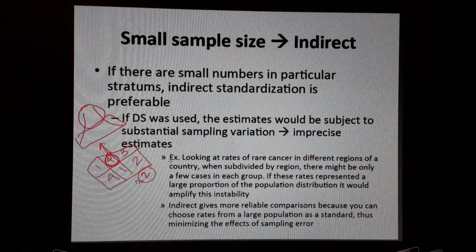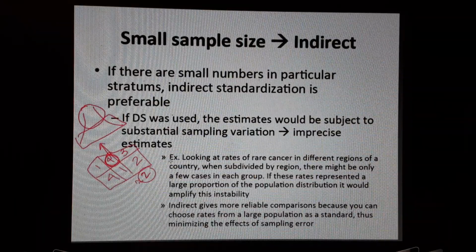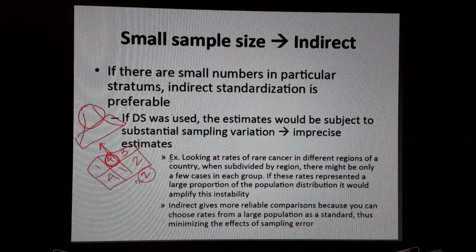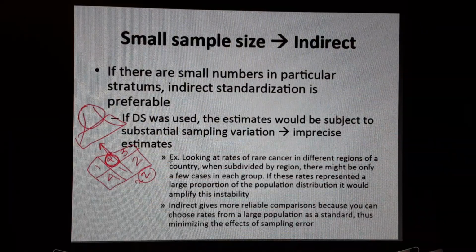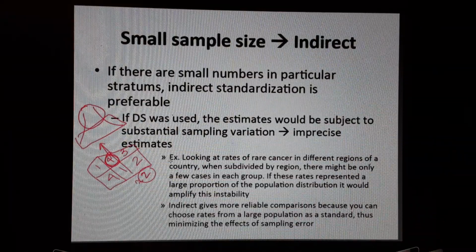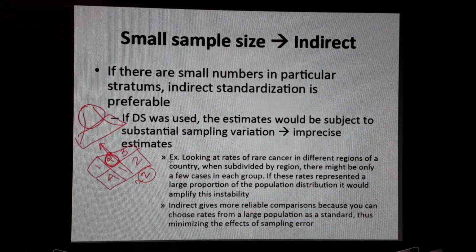However, indirect standardization gives a more reliable comparison because you can choose rates from a large population as the standard, and then you're going to minimize the effects of sampling error. So this one is definitely preferred if you have small sample size issues.